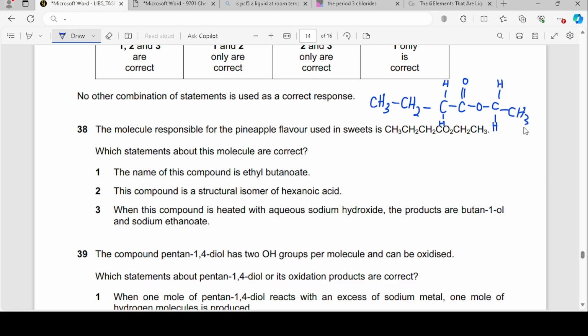Okay, so let's do that. And now, what statements about this molecule are correct? The name of this compound is ethyl butanoate. Well, we know that the ester part comes at the end when you're naming, and the alcohol part comes in the beginning. So let me see.